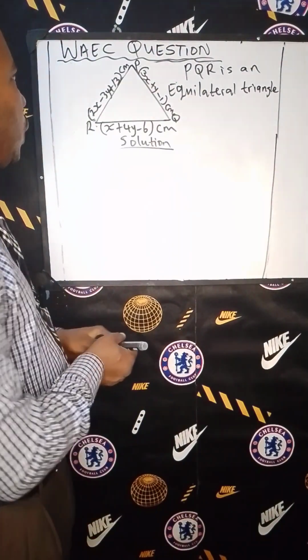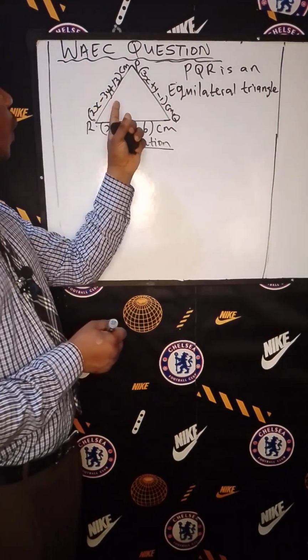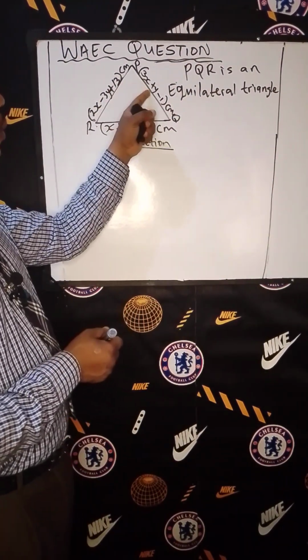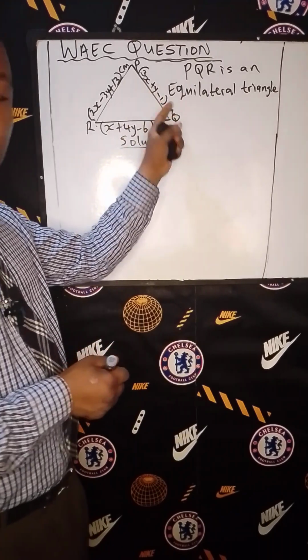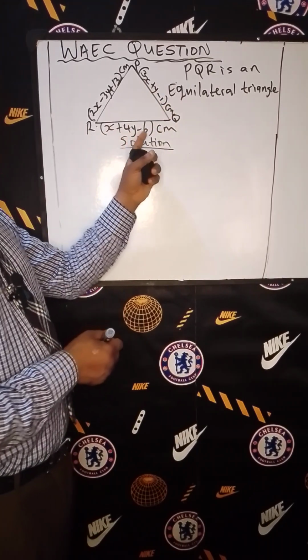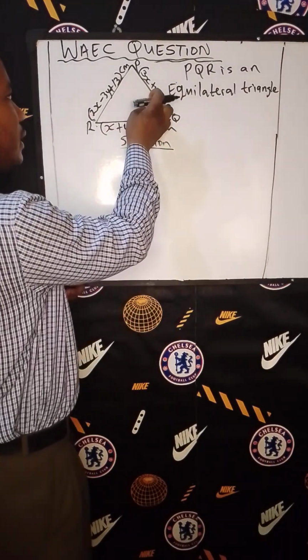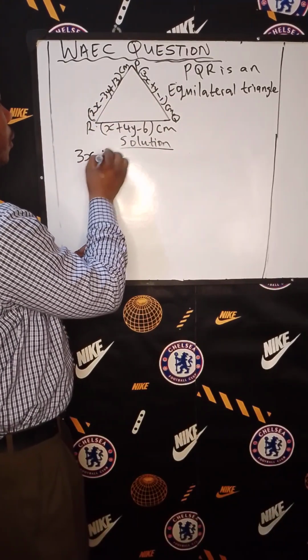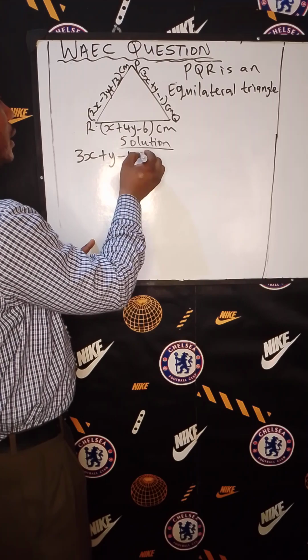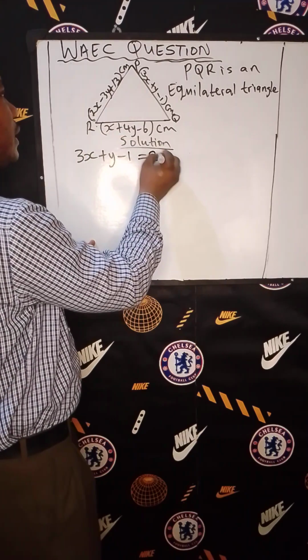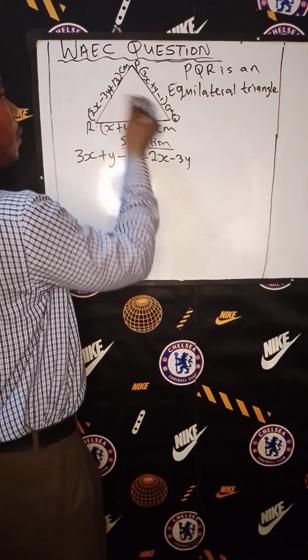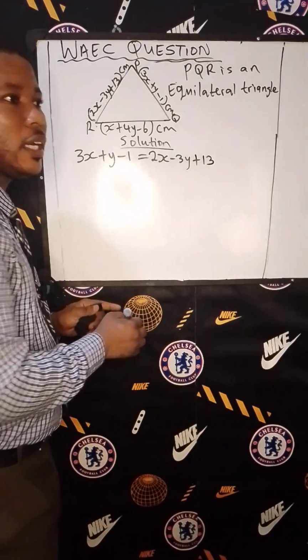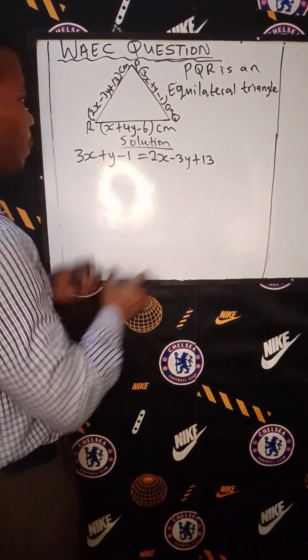Okay, so here we have 2x minus 3y plus 13, 3x plus y minus 1 centimeter, x plus 4y minus 6 centimeter. Okay, so we bring this and this together. So 3x plus y minus 1 is the same thing as 2x minus 3y plus 13. Okay, so we collect like terms. We bring the x together.